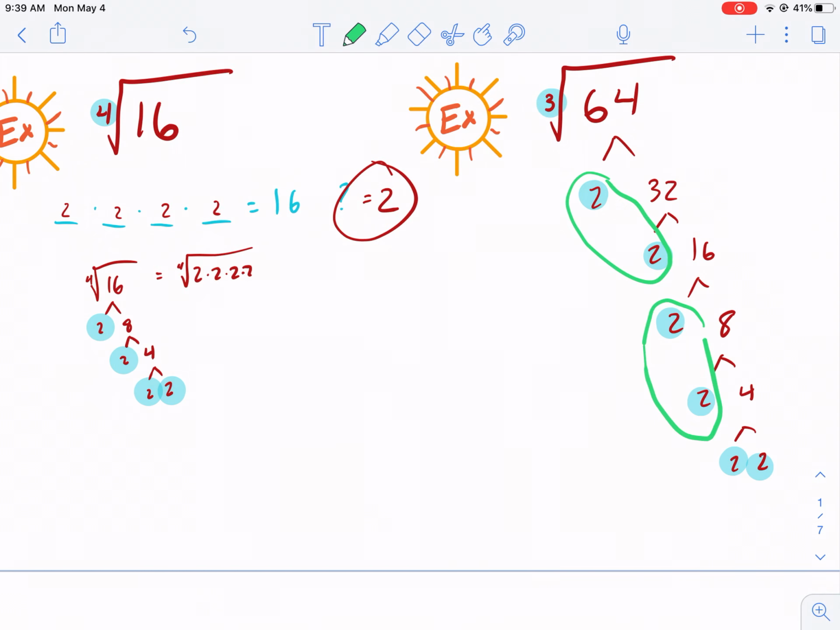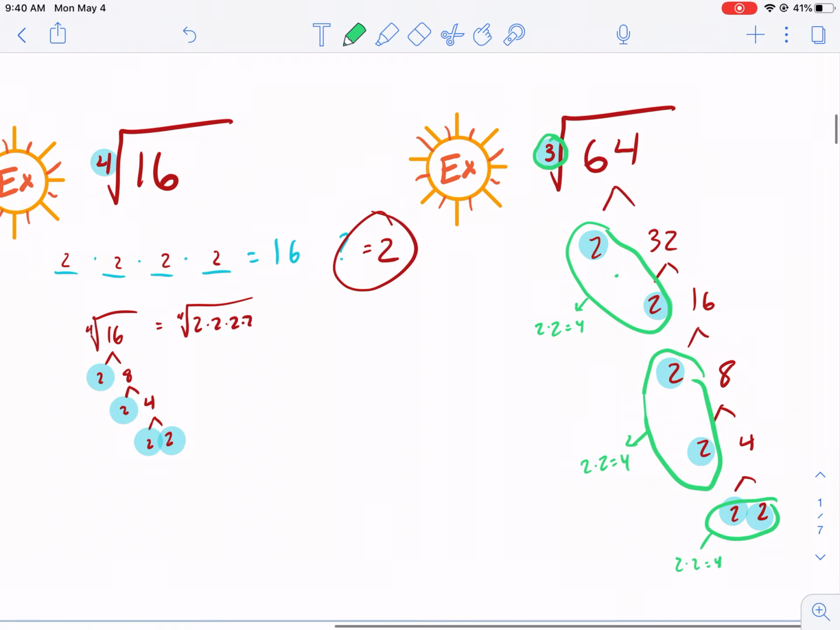Okay, how many groups of 2 can I create? 3. Okay, so essentially, because we wanted to find something times itself 3 times, we wanted to divide it up into 3 groups, and it happened to be 3 groups of 2. Now, what does 2 times 2 equal? 2 times 2 equals 4. 2 times 2 equals 4. 2 times 2 equals 4.